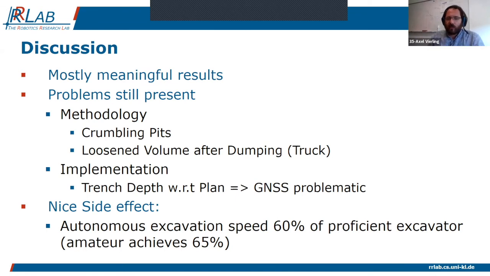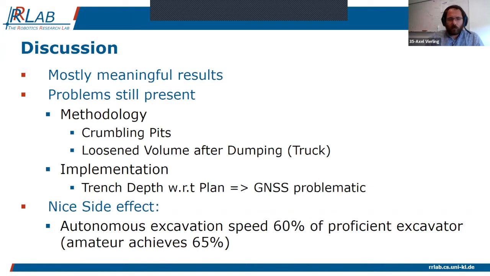And some implementation things which we could have improved: due to losing our GNSS signal, we sometimes had miscalculations in the trenching depth. Here also some reviewers commented that we could do this with some ICP algorithm to get a better local pose estimation. But the main problem was that we wanted to be relative to our planned pit in the beginning, and this is where some problems came into play.